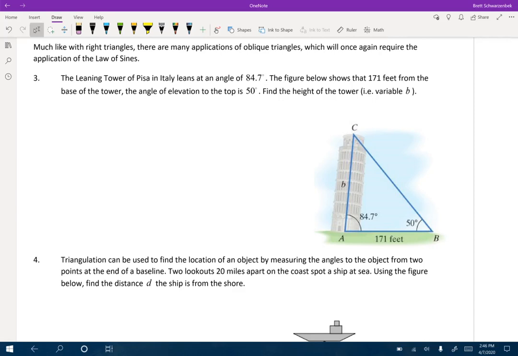Number 3, it says the Leaning Tower of Pisa in Italy leans at an angle of 84.7 degrees. The figure below shows 171 feet from the base of the tower. The angle of elevation to the top is 50 degrees. Find the height of the tower B. Okay, so obviously with a leaning tower, we are not dealing with a right triangle. So this is an excellent application problem where you would have to look at this immediately and say, hey, this is not a right triangle, this is an oblique triangle, which means I got to get on determining the pattern of our problem.